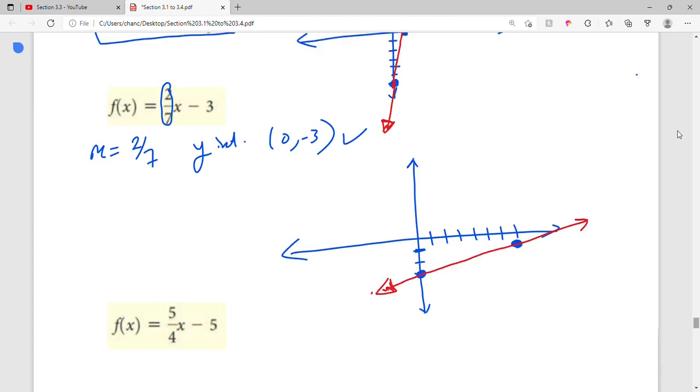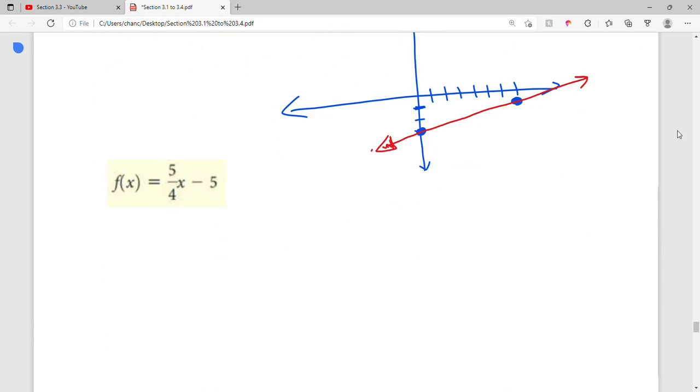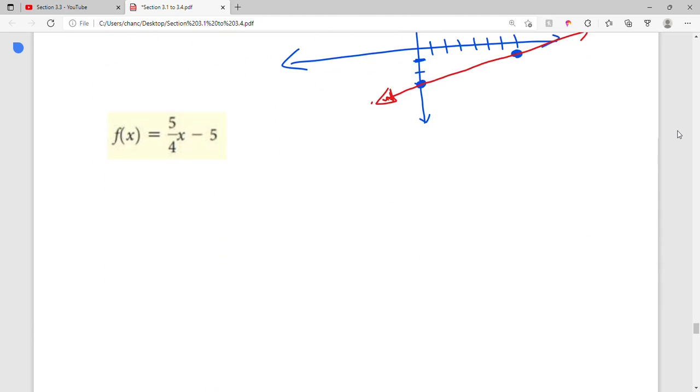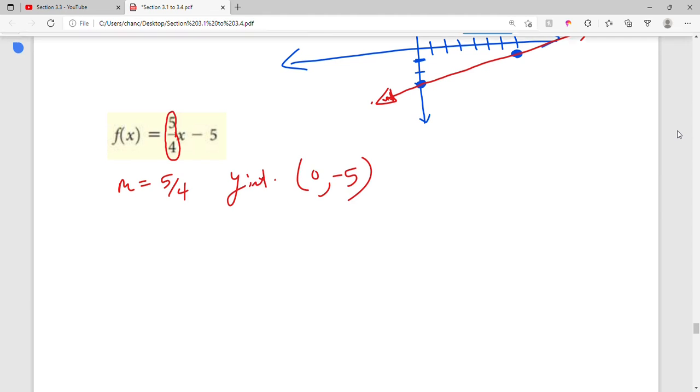Here's your chance now. You can try the next example. I want you to find the slope and the y-intercept and plot the 2 points to draw your line. The slope should be 5 over 4. And the y-intercept is 0, negative 5.